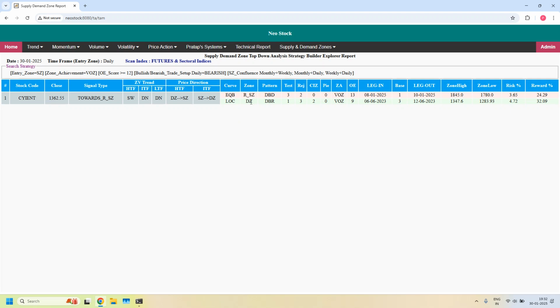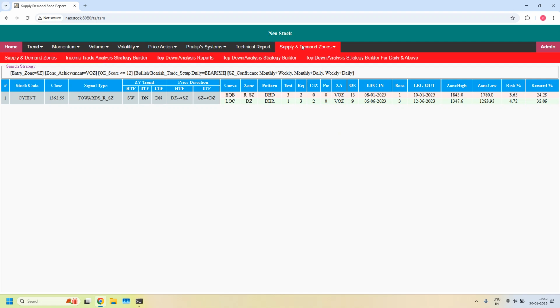That means in this stock, this daily supply zone is part of the weekly, and both together are part of the monthly. But the monthly trend is sideways, so I am not looking for monthly EMA confluence. So this is a bearish trade setup for monthly income trade. Next, we will look into the weekly income trades.